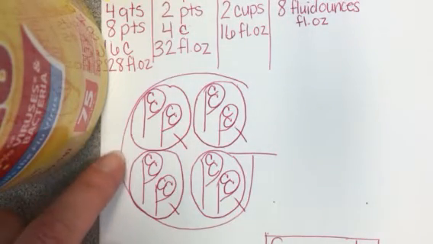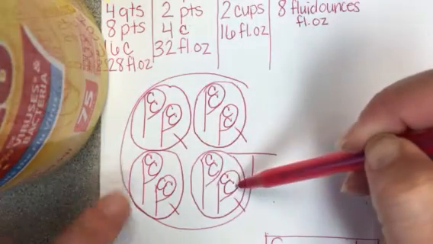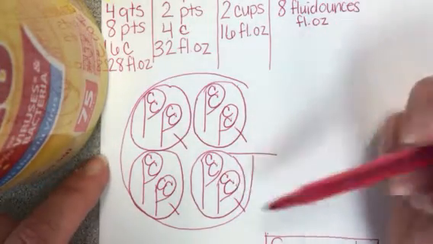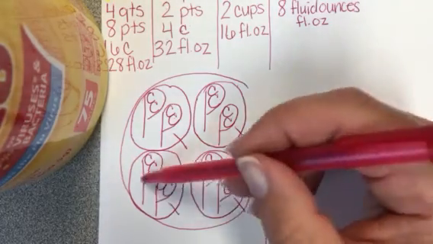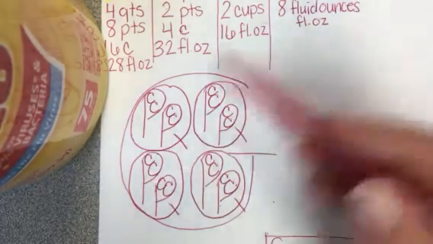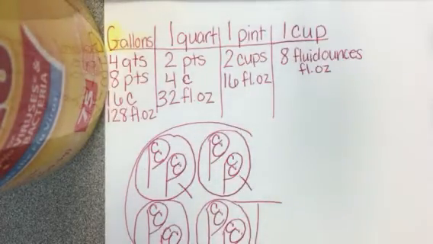So how many cups are inside of a gallon? 2, 4, 6, 8, 10, 12, 14, 16. 16 cups inside of this gallon. How many pints are there inside of a gallon? 1, 2, 3, 4, 5, 6, 7, 8. So I could draw this picture to help me remember everything that I have up here in the chart.